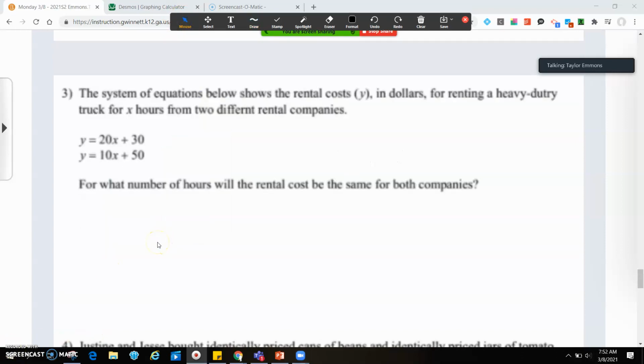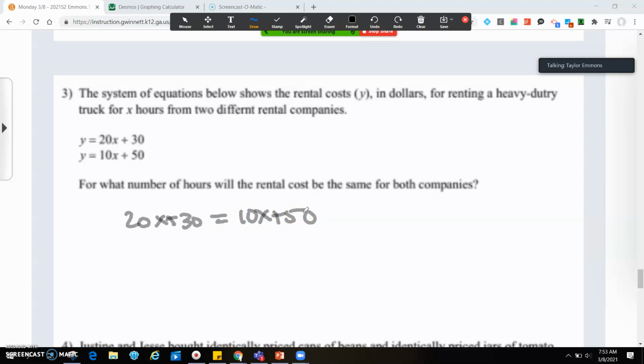The system of equations below shows the rental costs in dollars for renting a heavy-duty truck for X hours from 2 different rental companies. For what number of hours will the rental cost be the same for both companies? Okay, so you can set them equal to each other. You can plug one into the other. Since they're both y equals, I'm going to set both of them equal to each other and then just solve for x.